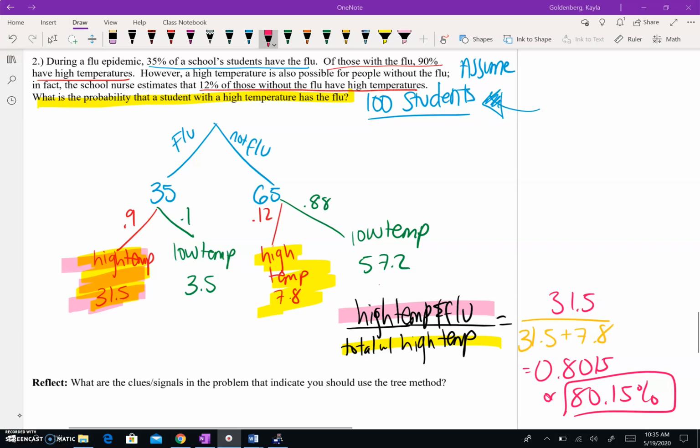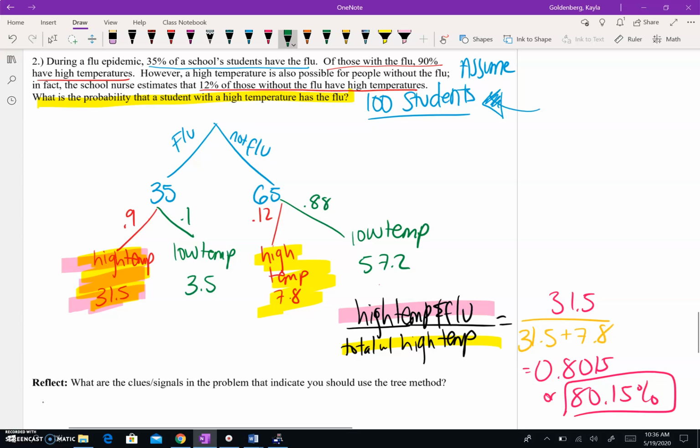And I tried color coding it to see high temperatures versus low. And just remember, in order to get to something like the 31.5, that's just me taking 0.9 or 90% of the 35, right? Just kind of multiplying those out. And then notice I tried to highlight at the bottom for where I got my total people with high temperatures. That's anything at the bottom I highlighted yellow. That's the total number of students that have a high temperature, no matter if they have the flu or don't. And then we specifically put the high temperature and the flu on top because we wanted to know what are the chances that if I have a high temperature, I also have the flu. And it looks like it's a pretty solid bet that if you have a high temperature, 80% chance you have the flu. There's a little reflection question at the bottom just for you to consider.